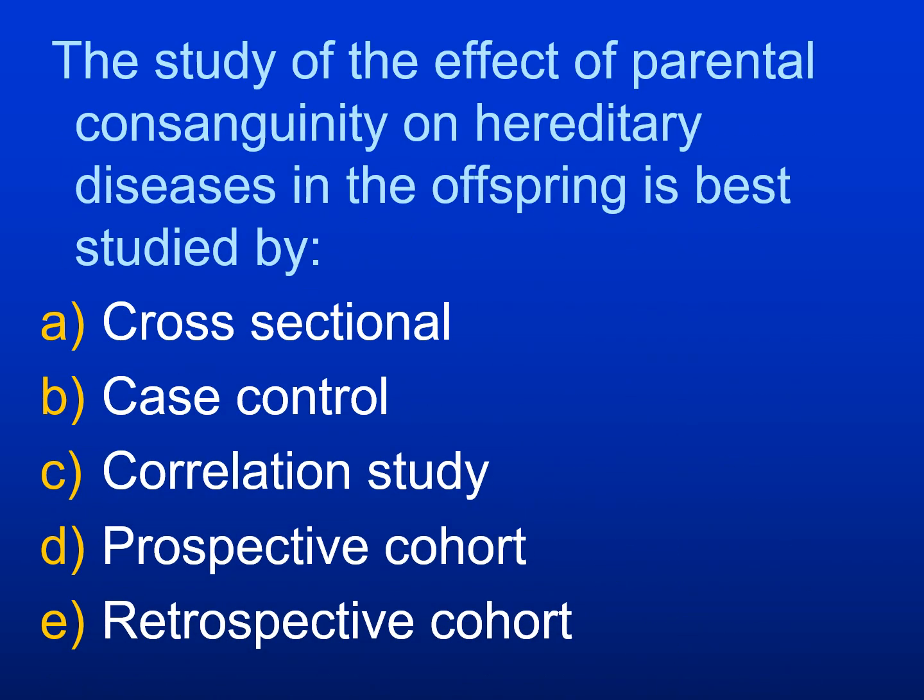The answer is case control because this is a rare condition, to find a hereditary disease where the parents have consanguinity. So I have to start with those who have the hereditary disease and take a control that is equal in number or double the number and compare the exposure to consanguinity here and there. So this is the easiest and shortest way because this is a rare condition.